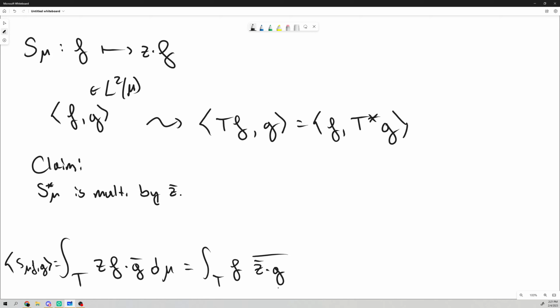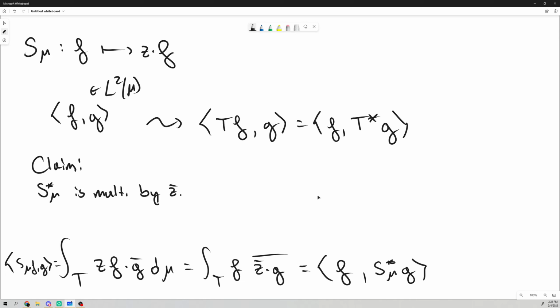Right there. You just move the z under the conjugate and take its conjugate. When you take the conjugate of that product, they cancel out, you get z. And that's exactly, and I'm omitting the d mu, but it's there, and that is exactly f conjugate s adjoint mu. Well, that's the claim. I'll just say, that just happens to be f s mu g. Okay, so it's the adjoint. It's multiplication by z conjugate.